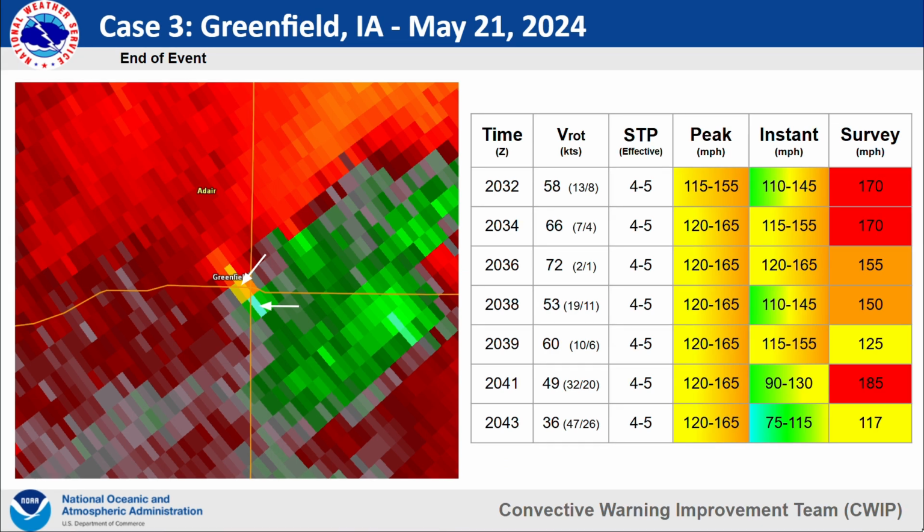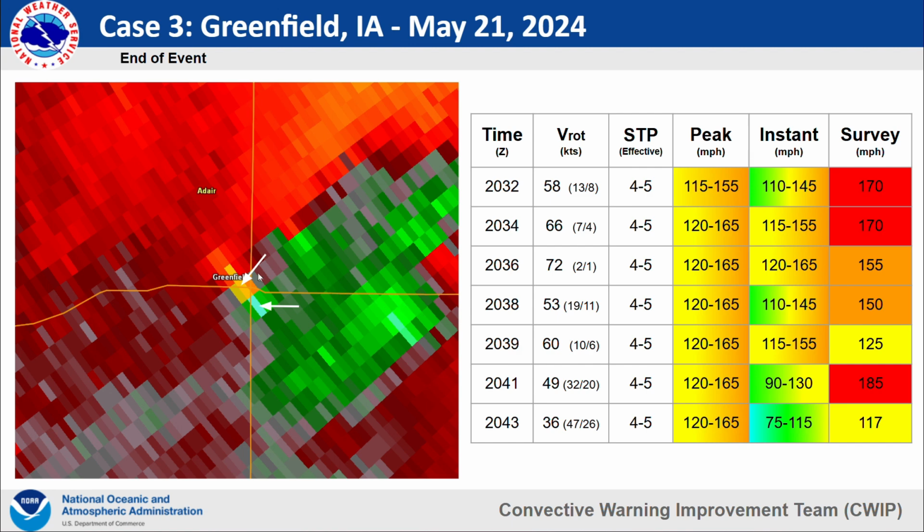And I want to skip right to the end of this case and forego the steps showing the calculations like we did in the other two cases, because I want to highlight an important caveat of the tool, and that being that the limitations of the radar data will be reflected in this tool. In this case, the tornado was moving through Greenfield at this point and was producing damage up to mid-range EF4 with wind speeds estimated at 185 miles per hour.